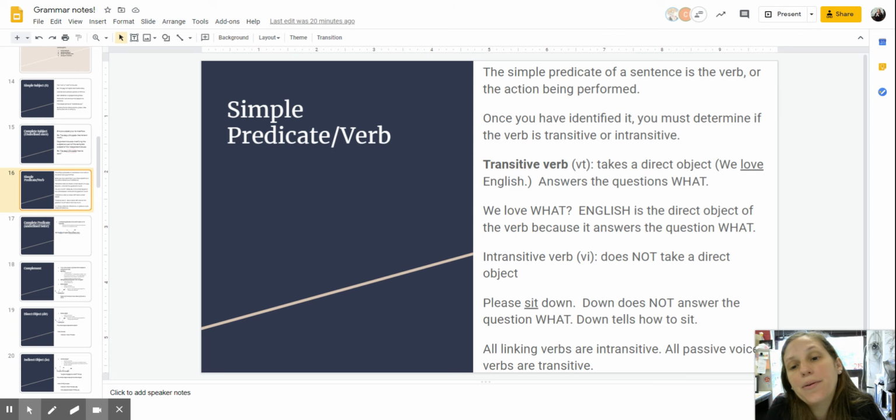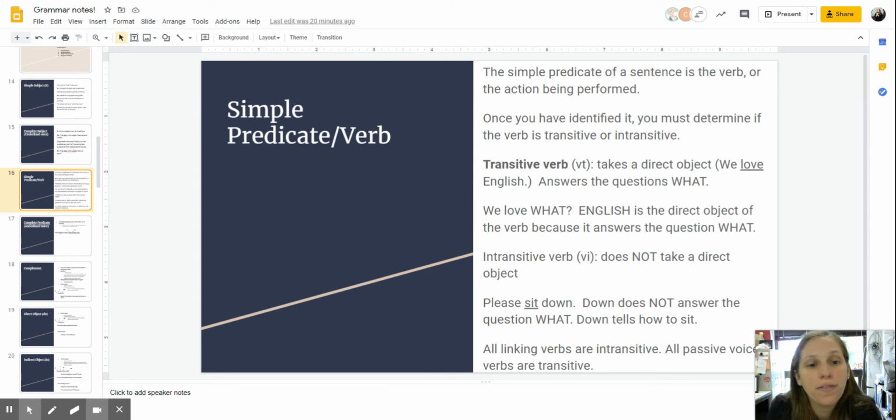Hey guys, so today we're going to be talking about the simple predicate and the complete predicate. So the simple predicate is just the verb. It is the action being performed in the sentence, okay? And then you have to decide whether the verb is transitive or intransitive. And we're going to be practicing both of those today in IXL, okay?